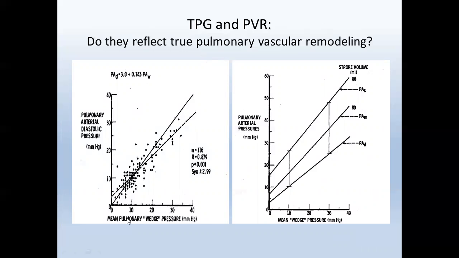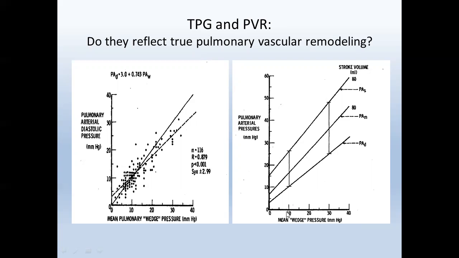This is a correlation between your mean pulmonary capillary wedge pressure and pulmonary artery diastolic pressure. Your pulmonary artery diastolic pressure and wedge pressure correlate really well. That's one thing we know for sure. But the PA systolic pressure and mean pressure do not correlate with the wedge pressure. These are schematic diagrams, but the data is obtained from patients from various data sets and pooled together. The x-axis is your wedge pressure, and the y-axis is your pulmonary artery pressure.